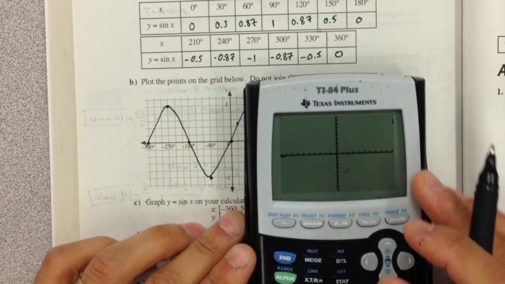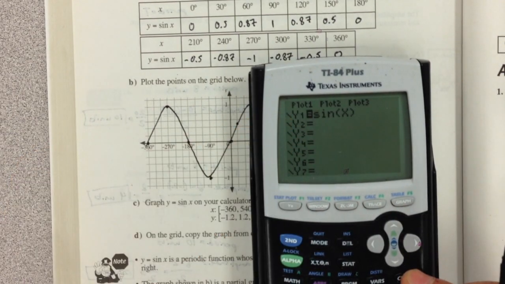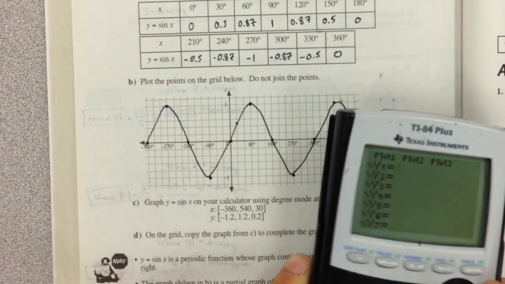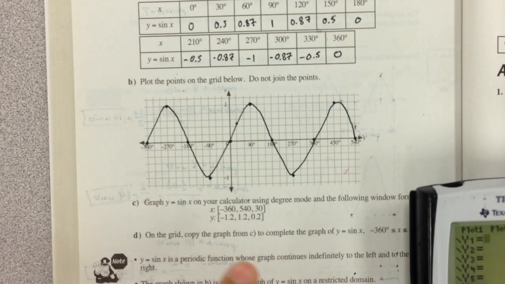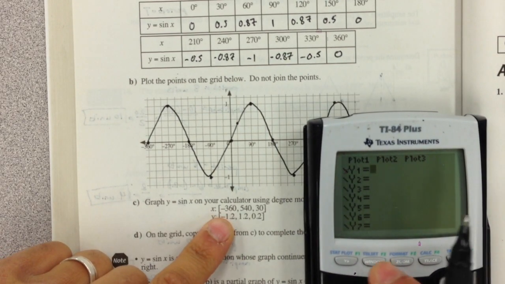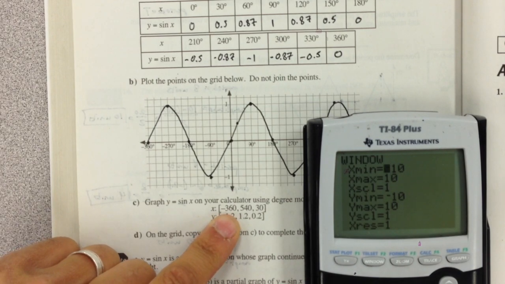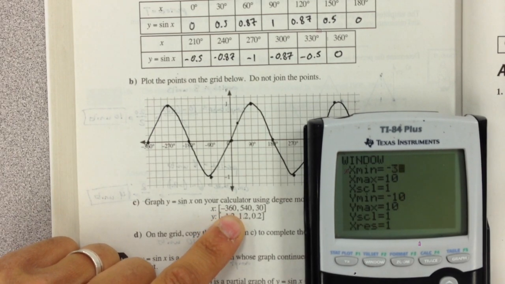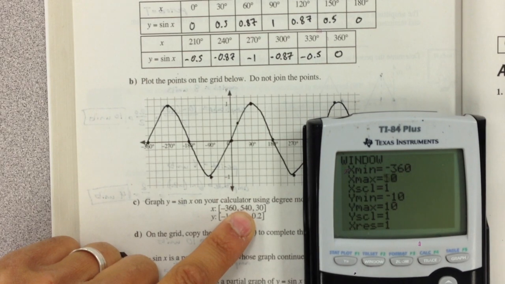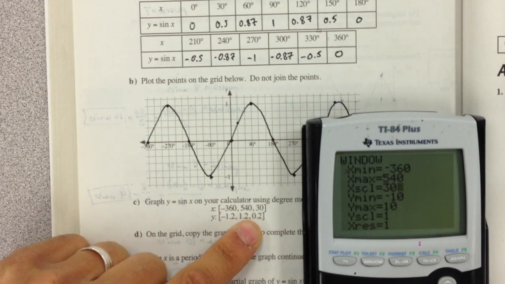If I were to graph this on a standard calculator, the function that I have is sine x. I'm just going to clear that as well because we don't do that step until step D. But we want to change these window settings. So in my x-axis, I want to have a minimum value of negative 360, a maximum value of 540, and a scale that goes up by 30 degrees each time.